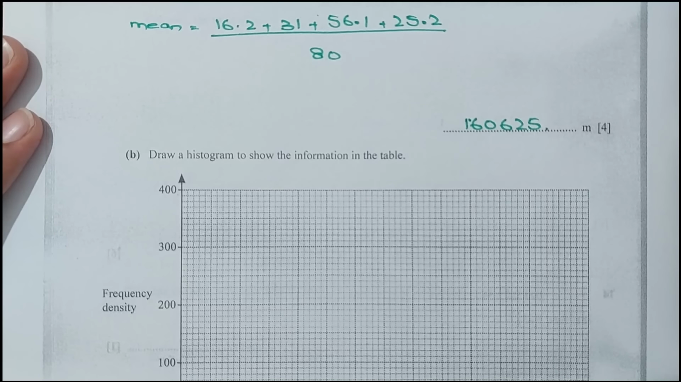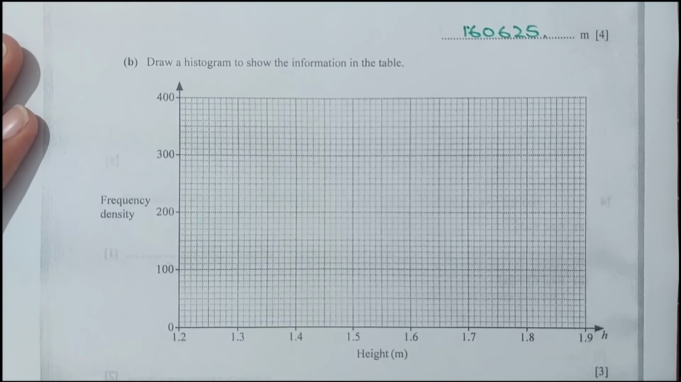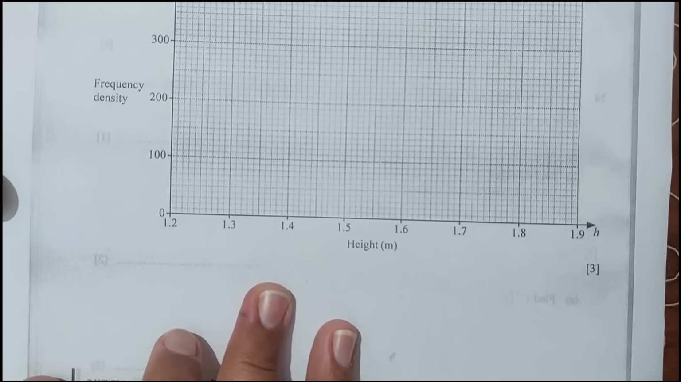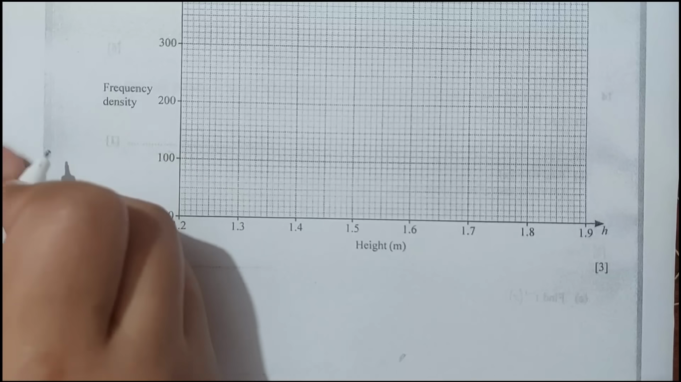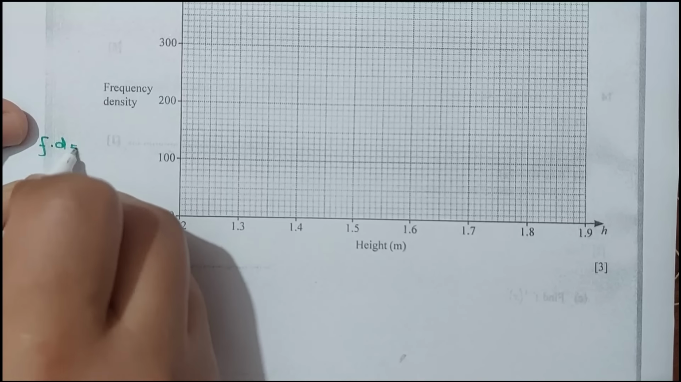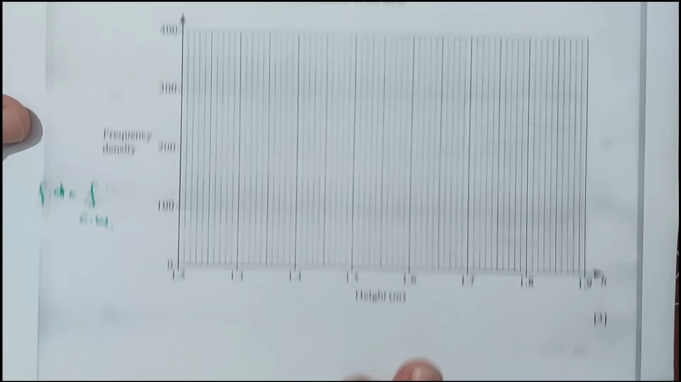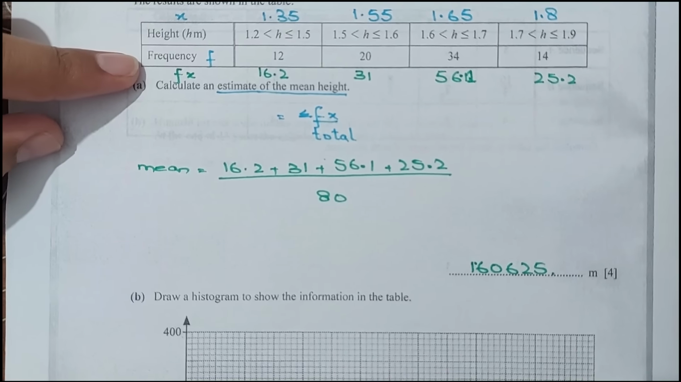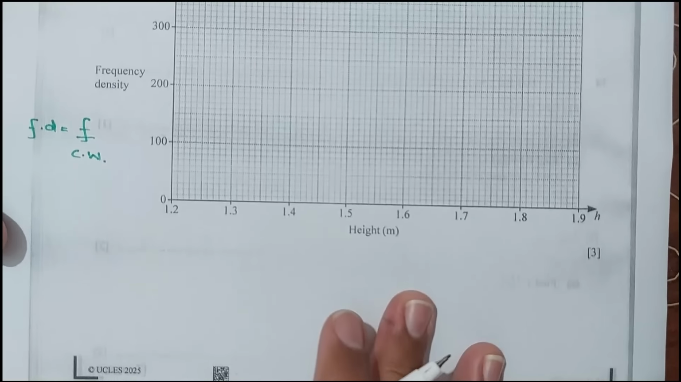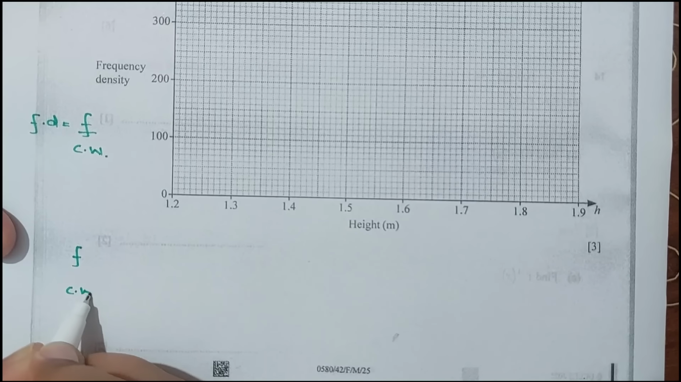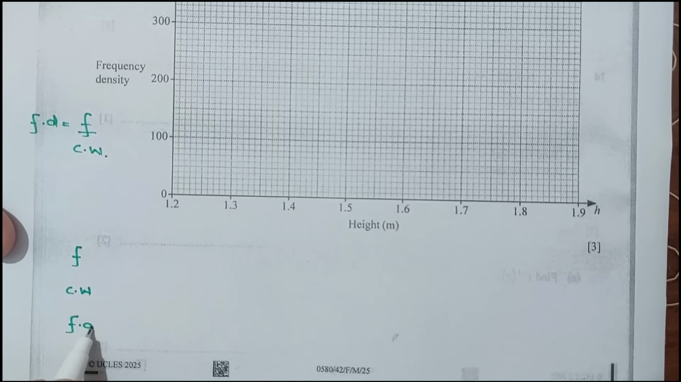Okay, now for part B, draw a histogram to show the information in the table. For the histogram, we need the heights in meters and the frequency densities, right? We have been given the frequencies, so we have to solve for the frequency densities. The frequency density formula is frequency divided by the class width. Since we have the frequencies of all the intervals, we have to solve for the class width, right? So first write down the frequencies, then the class width, and then the frequency density.